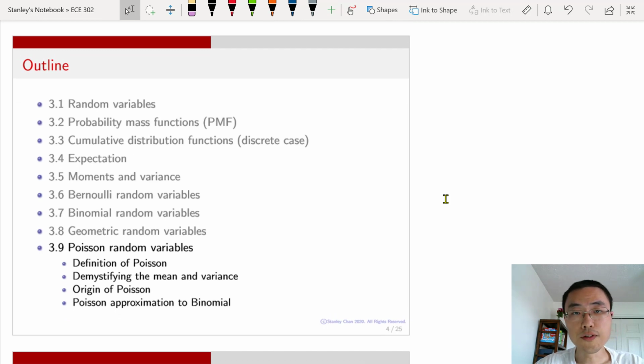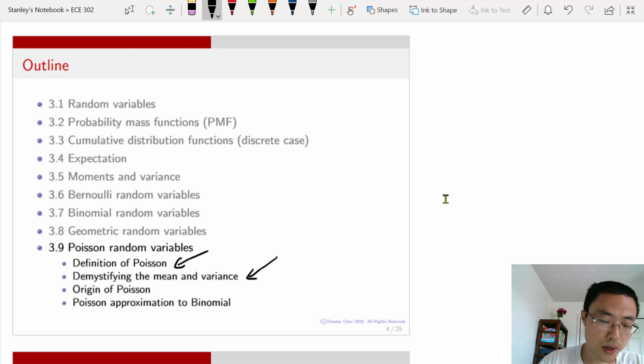So this is the outline for today's lecture. We have a few topics here. First of all, we want to talk about the definition of the Poisson random variable. And then we want to demystify a problem that many people are not aware of, and even when they pay attention to this problem, they may get confused about it, which is the mean and the variance of the Poisson random variable.